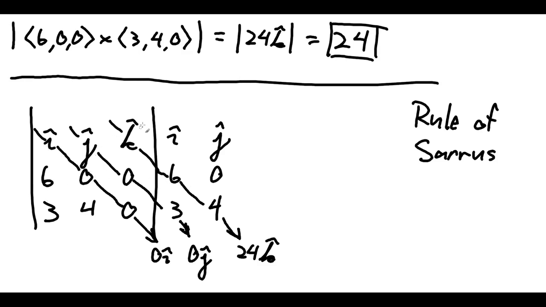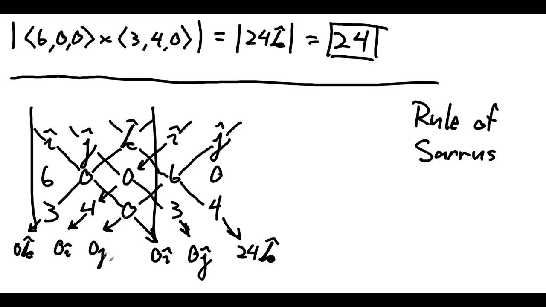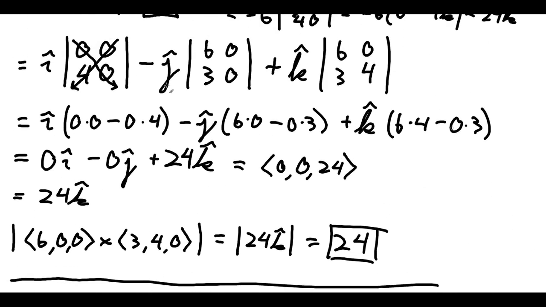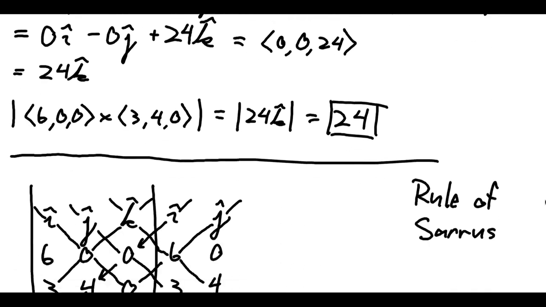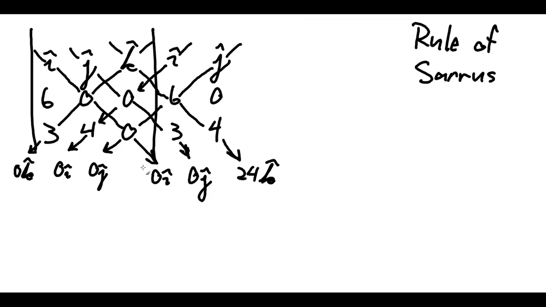Now we take our 3 backward diagonals. Right? We have k times 0 times 3, that is 0k. We have i times 0 times 4, that is 0i. And we have j times 6 times 0, and that gives us a 0j. Now remember, in the 2 by 2 case, the forward product we left alone, but we subtracted the product on the backward diagonals. And we would do the same thing here. So we have the forward product as it is: 0i plus 0j plus 24k.